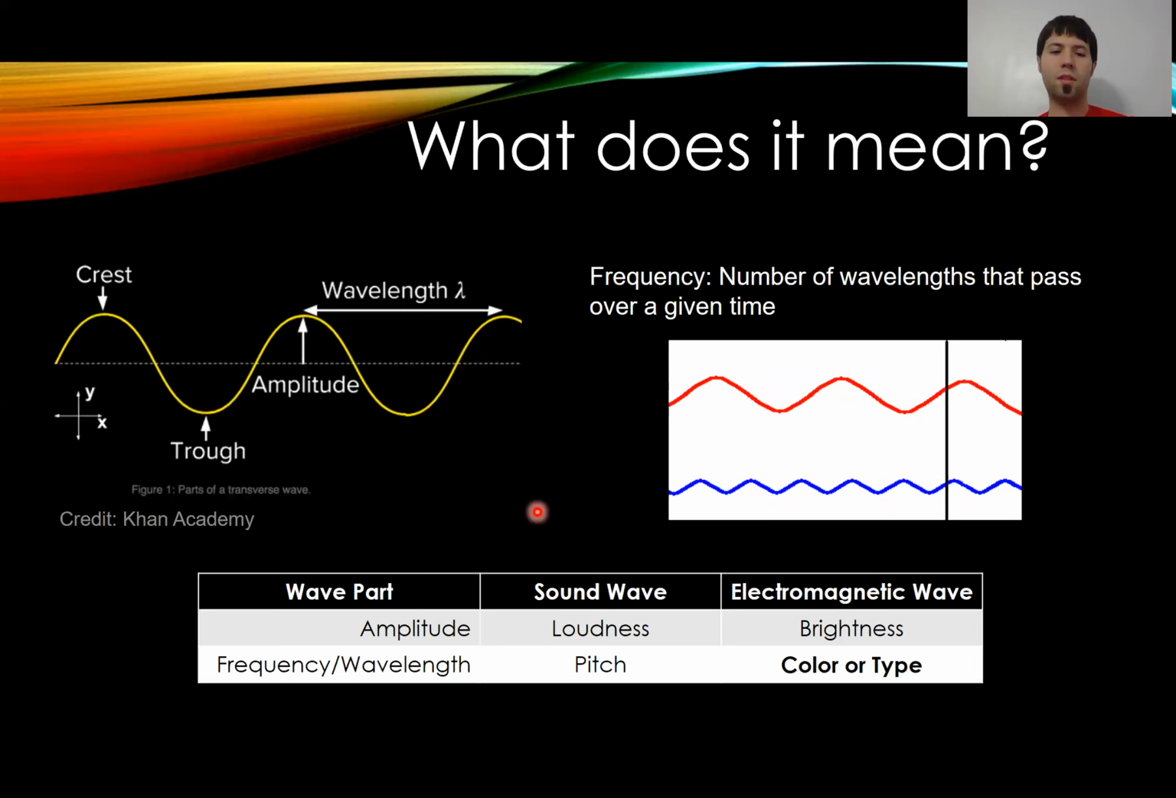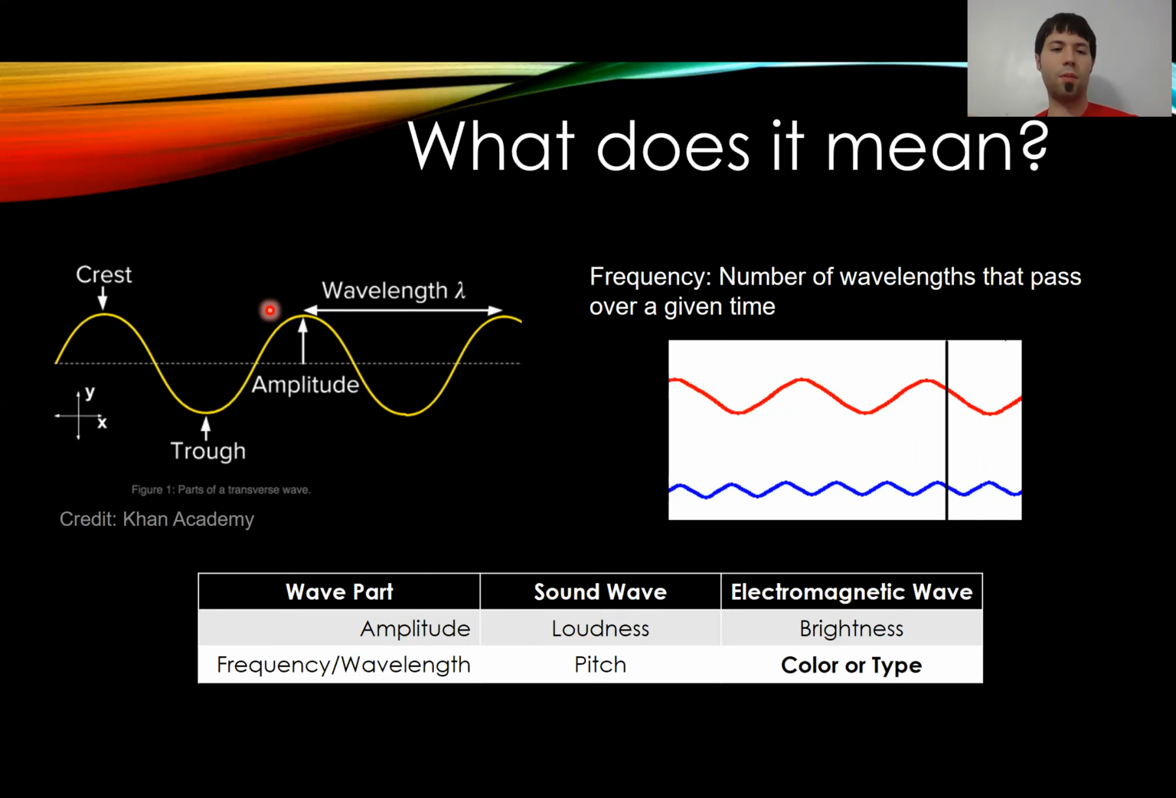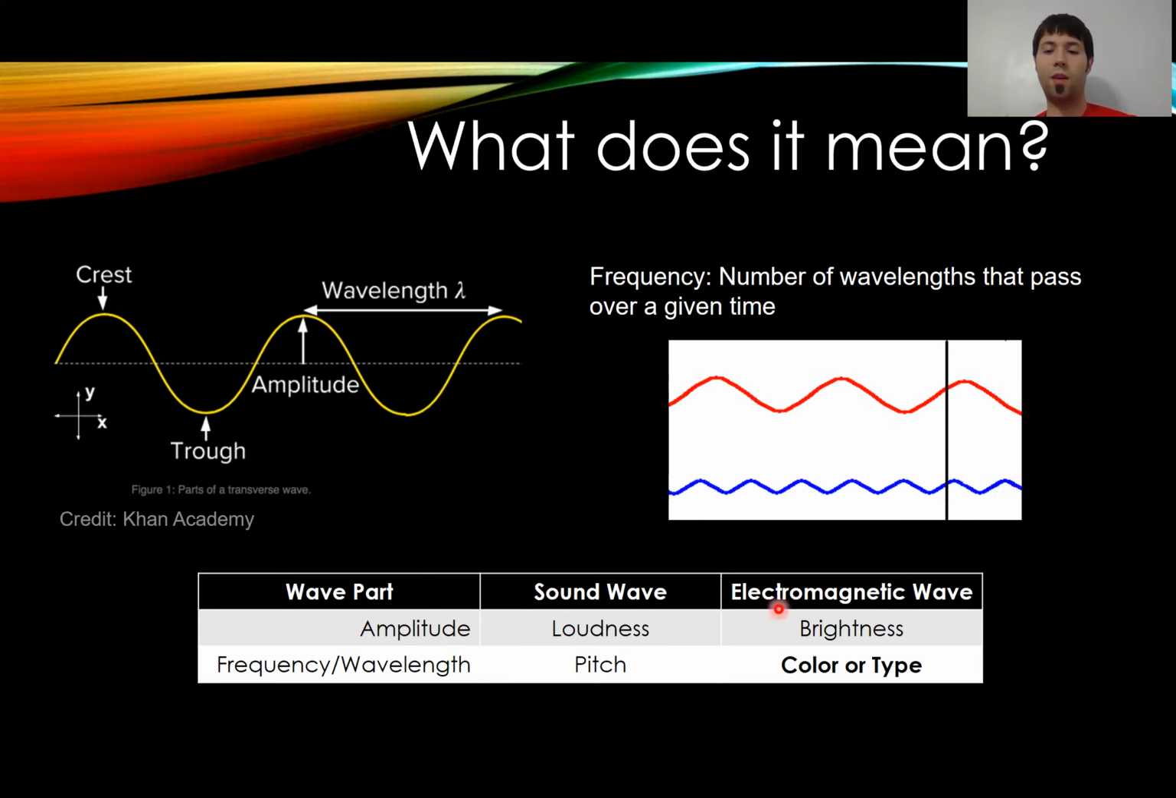We talked about this with sound. Let's compare this to electromagnetic waves or light waves. The amplitude is the height of the crest or the depth of the trough. For a sound wave, amplitude meant the loudness. So the higher the amplitude, the louder the sound wave. For an electromagnetic wave, amplitude is the brightness. The brighter something is, the higher the amplitude of the wave. For sound, if you change the frequency or wavelength of a sound wave, you change the pitch.